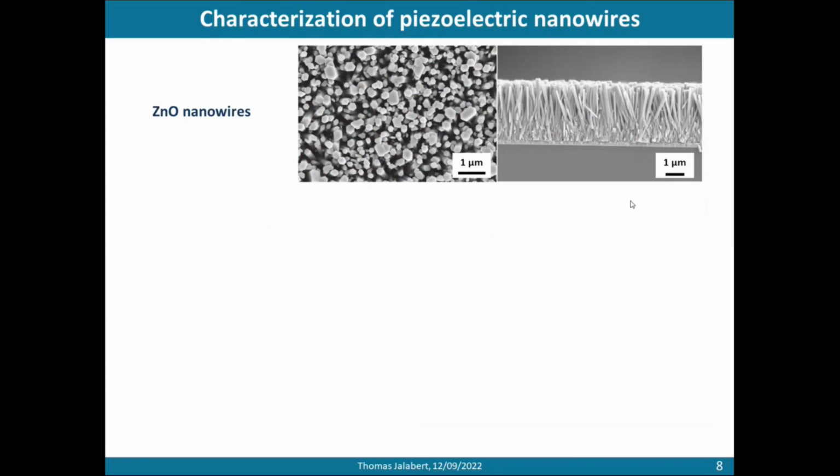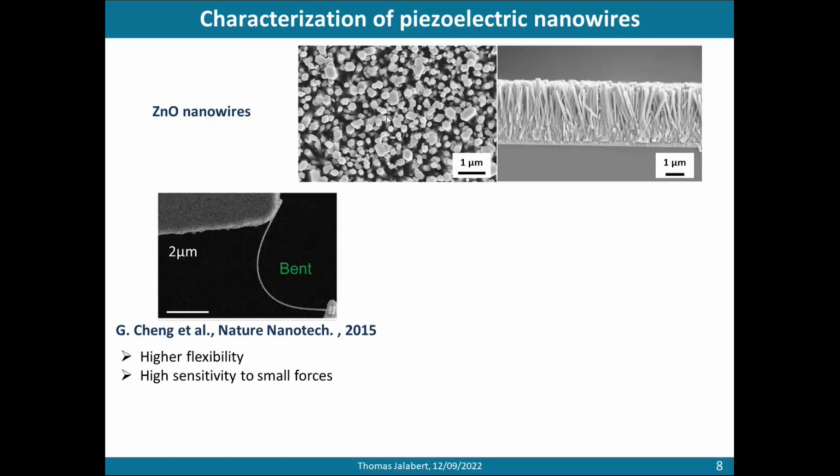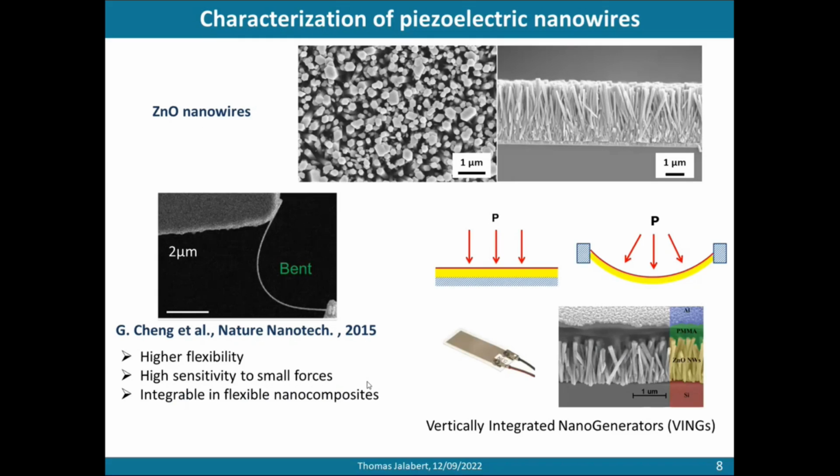So zinc oxide, these are the same images, top view and side view of zinc oxide nanowires, which are about 3 micrometers long and have a diameter of 200 nanometers. Zinc oxide nanowires are interesting because they also have interesting mechanical properties, such as high flexibility and high sensitivity to small forces, which is useful to create mechanical sensors. And also, it is possible to integrate them in nanocomposites, even if they are nanowires.